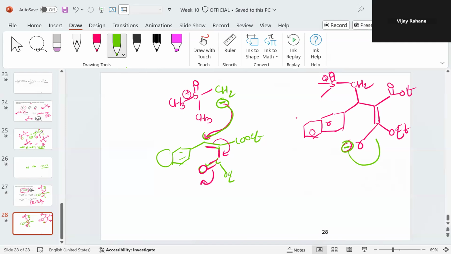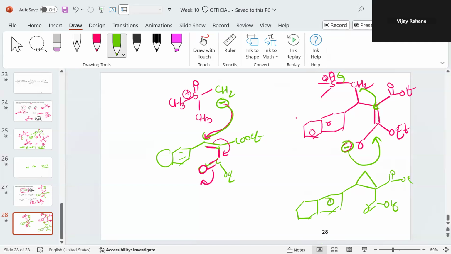Now again this can go back here, and via this carbon atom, this carbon atom attacks on this one and this gets eliminated. So what will it form? Cyclopropane ring. Right. So cyclopropane ring formation takes place. And this C double bond O OEt remains the same in the product, and here there is cyclopropane ring formation.